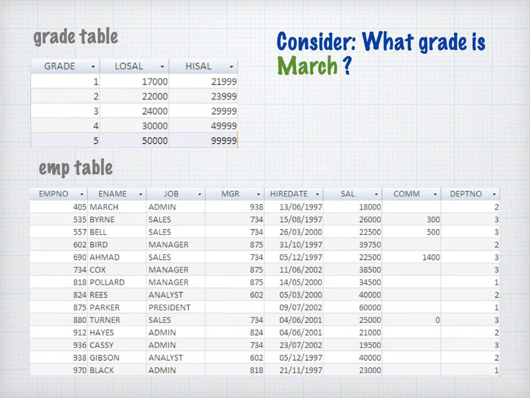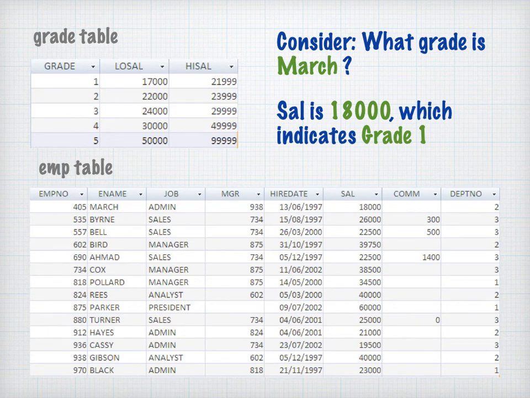Well, have a look at March. Now the way that we're actually going to work out what grade March is on is if you scan across, you can see that March is on 18,000, that's the salary, and now if you scan across, look at the grade table, you can see that that is grade 1. So think about how you actually work that out. What you did is you did a comparison between salary, and then you looked at the ranges in the low sal and the high sal column in the grade table to find where that actually fit. And of course 18,000 fits between 17 and 21999. So that means they're in grade 1.